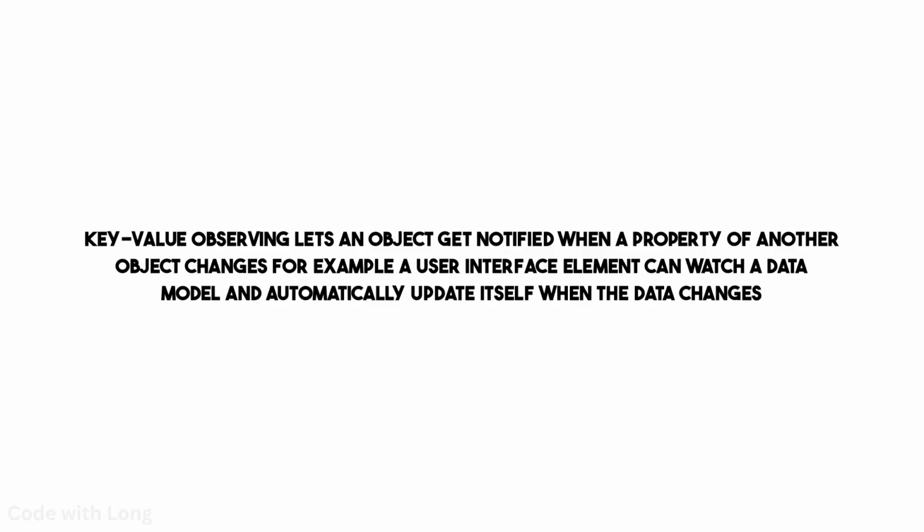Explain key value observing, KVO, and provide a practical example of its use. Key value observing lets an object get notified when a property of another object changes. For example, a user interface element can watch a data model and automatically update itself when the data changes.